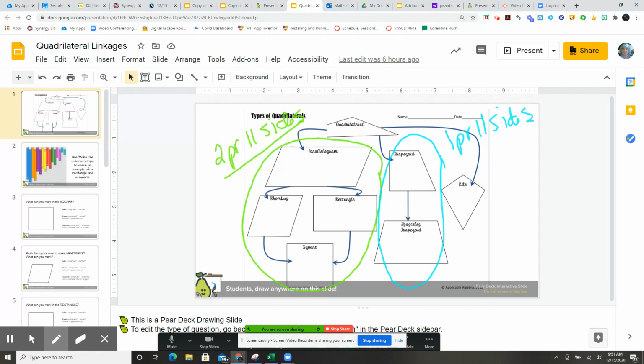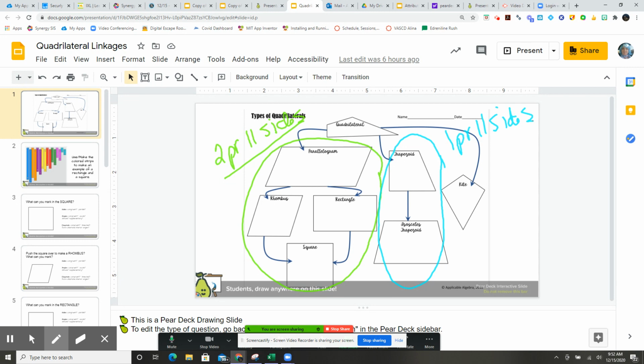Okay, so please make sure you have that written on slide 1. Everybody have that written on slide 1, whether you're on the Google Slides or the Pear Deck? What I have written on the screen. So parallelograms all have two pairs of parallel sides. You should have this written on your slide 1 on whichever platform you're on.